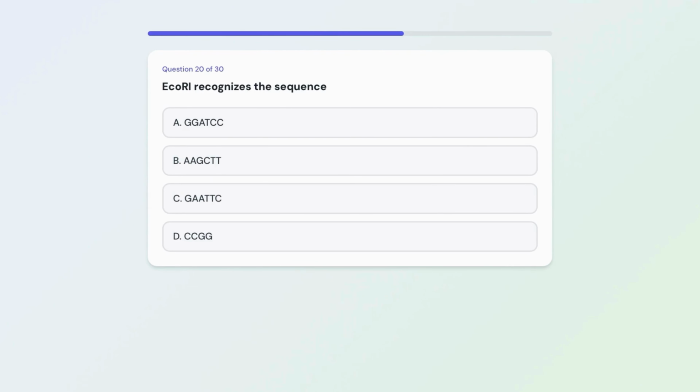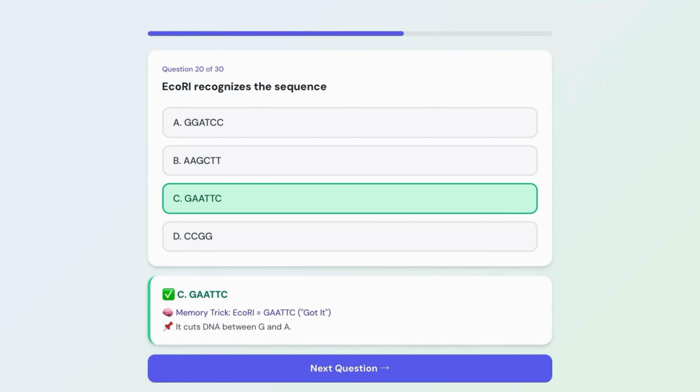EcoRI recognizes the sequence of GGATCC, or GAATTC? It is GAATTC. We have to remember it as EcoRI being molecular scissors, so they have only one passcode and they only cut GAATTC.